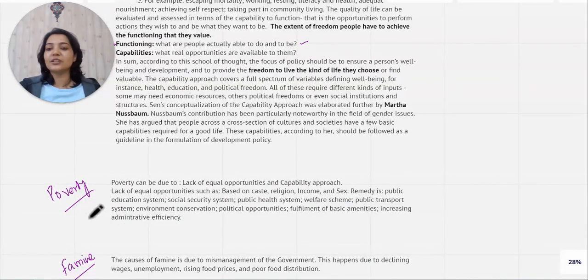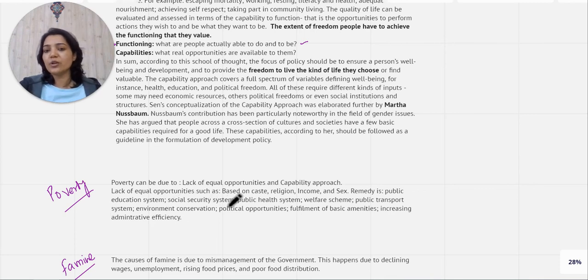Let's go further. Now the third one is poverty. So poverty can be due to the lack of equal opportunities or capability approach, right? Government is not providing something. There are no equal opportunities over there. So there can be then poverty. So poverty is not lack of income, right? This is what Amartya Sen is talking about. Amartya Sen is saying that poverty is lack of equal opportunities or capability approach.